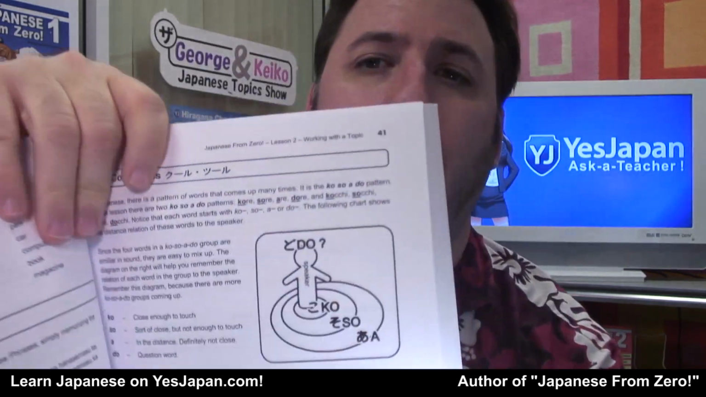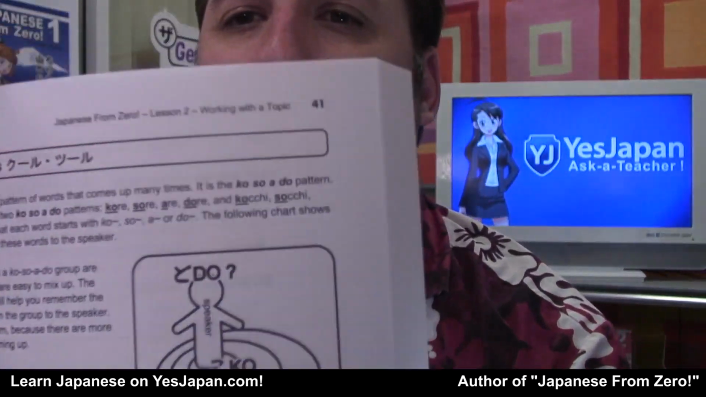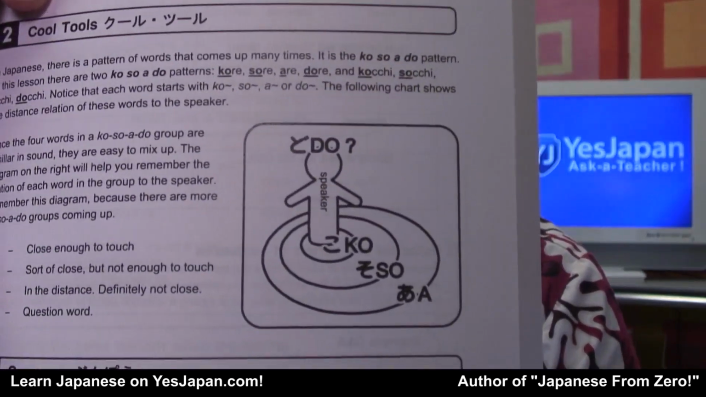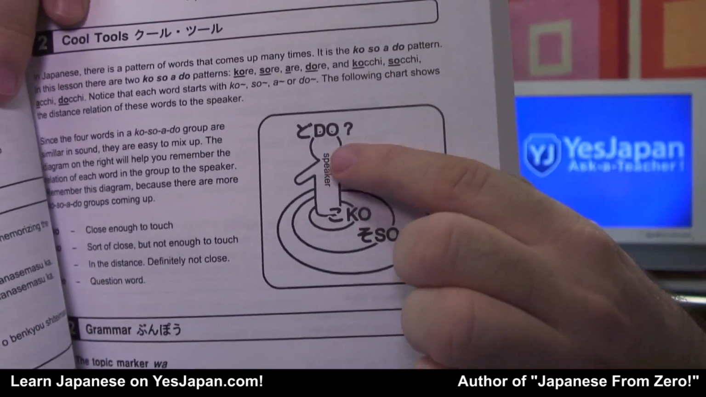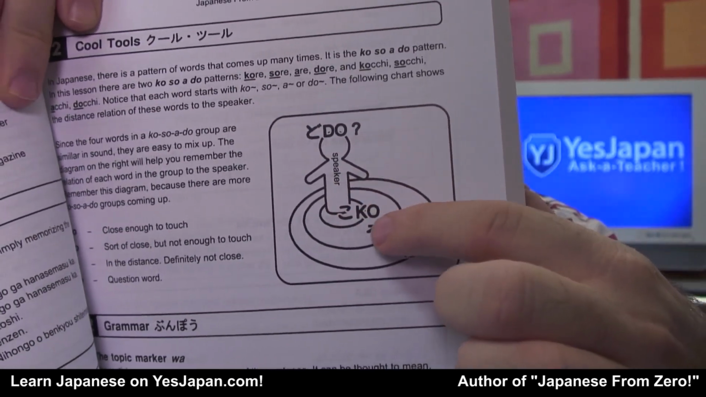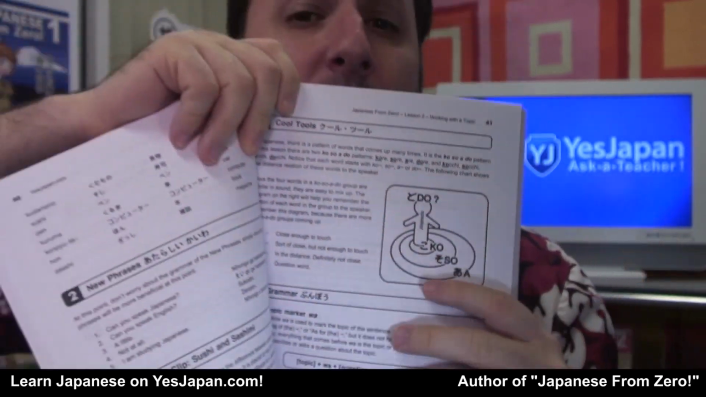And if you go to YesJapan.com or you look in our book, as a matter of fact, I'm going to show it to you right now. This is covered in Book 1, Lesson 2. We have a nice little graphic that shows you how the ko-so-a-do words work. It's right here. For those of you who have the book, it's on page 41. But here you see that the ko-so-a-do word group, it's all about the speaker and the relationship to the speaker. All right? And sometimes it's also a relationship to the person that you're talking to, depending on the situation. All right? So that's the first group.